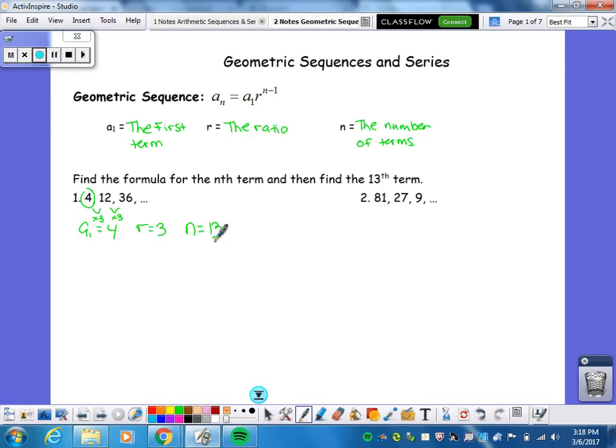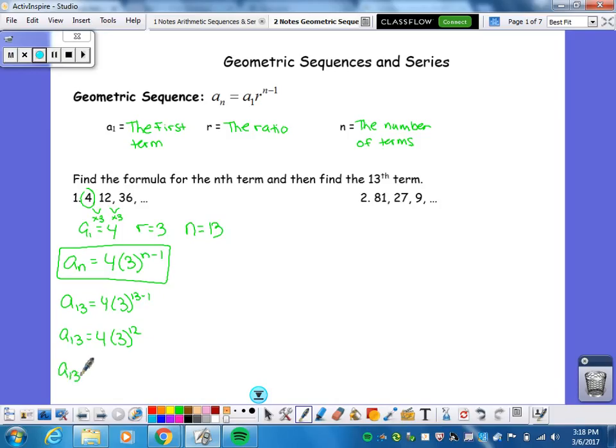First, let's find our formula. A sub n is equal to 4 times 3 to the n minus 1. And that's the formula we're going to use. Now we can substitute 13 in for our n. So A sub 13 is equal to 4 times 3 to the 13 minus 1. A sub 13 is equal to 4 times 3 to the 12th power. And when you put this in the calculator, you get as your final answer, A sub 13 is equal to 2,125,764.